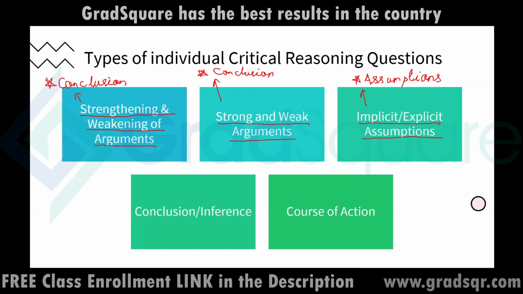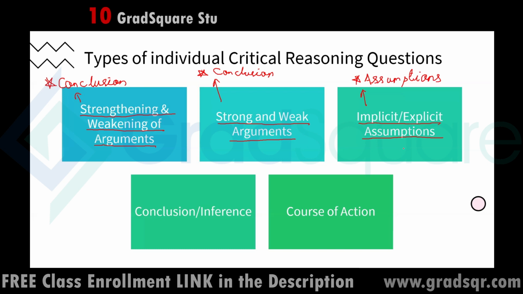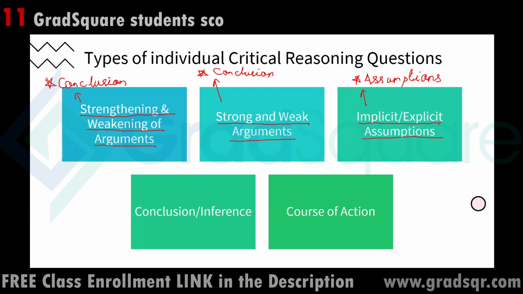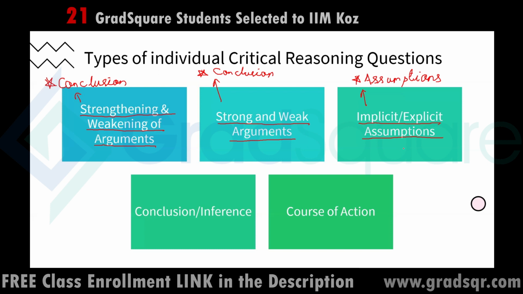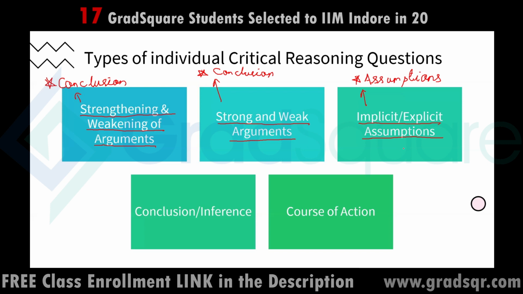So implicit assumption questions can be of several different types. Basically, this question determines whether a student is capable of understanding what kind of assumptions are implied inside the argument and what kind of assumptions have been explicitly mentioned by the author inside the argument. So, of course, this question is completely dependent upon understanding what is the assumption used by the author.